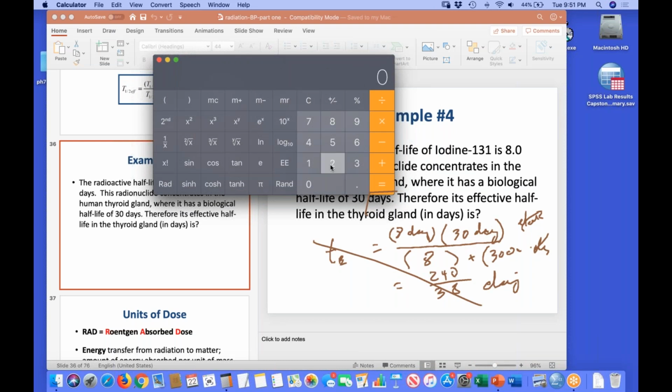Okay, so 240 divided by 38 is equal to an effective half-life of 6.3 days. Radioactive iodine is going to hang around. It's going to have a half-life of 6.3 days in your thyroid. And so if you have a microgram of it in your thyroid, in 6.3 days you'll have half a microgram, and so on and so on. Okay? Part of that will be lost because it's decaying, and part of that will be lost because your body is excreting it. Good night, guys.